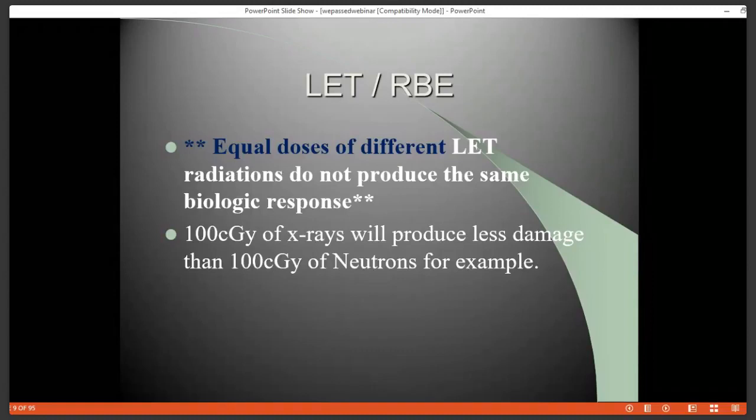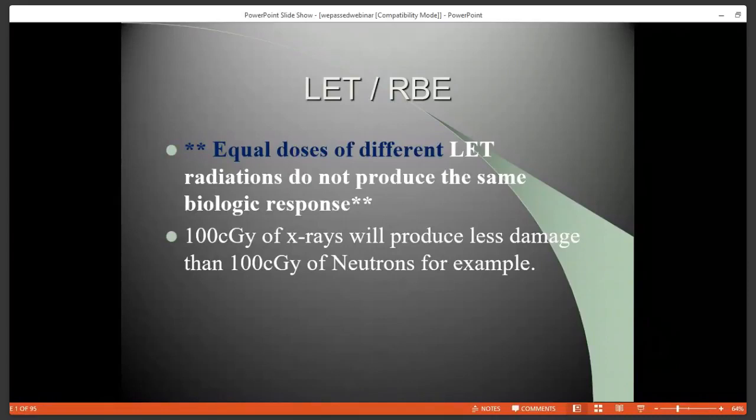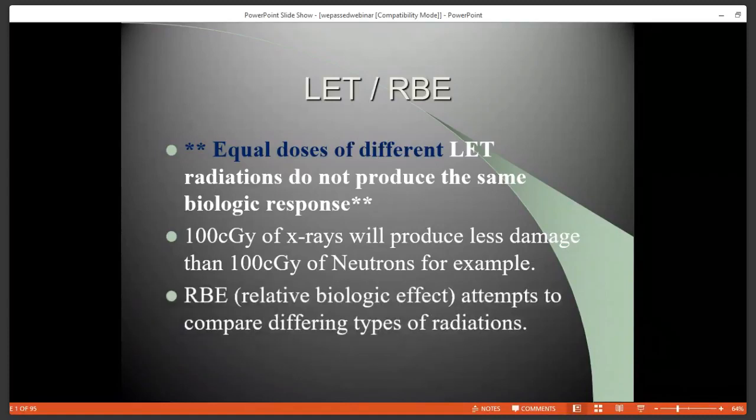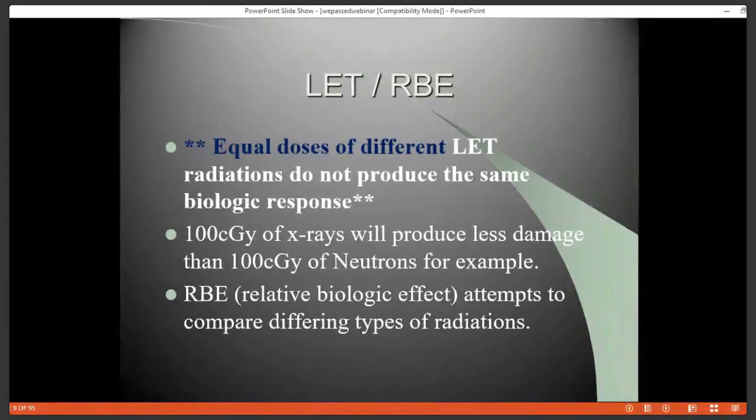And this is really just a matter of how dose is distributed. The neutron dose is given off in a very short track, all 100 centigray. The 100 centigray of X-rays is given off over a very long track, so it's a much lower LET. It really is an attempt to compare differing types of radiation and the possible damage that one might see. So LET and RBE help us look at different types of radiation and what type of biological effect they may have, considering equal doses. And again, it comes down to the track over which the dose is deposited, and the energy is deposited in the tissue.